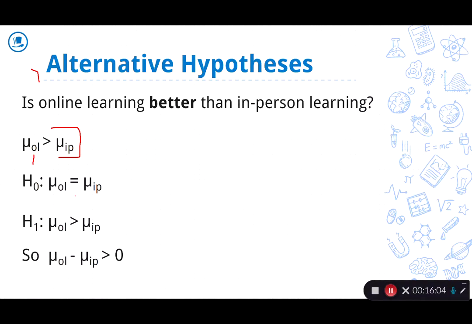This is going to be a one-tailed test, and it's going to be in the upper tail, not because of the word better, but because of the difference that I would expect. If I think online is better, then I have a large number minus a smaller number, and I get something that is a positive number, something greater than 0. So we're in the upper tail for the rejection region, because if the alternative is true, we would expect a positive difference between the two population means.